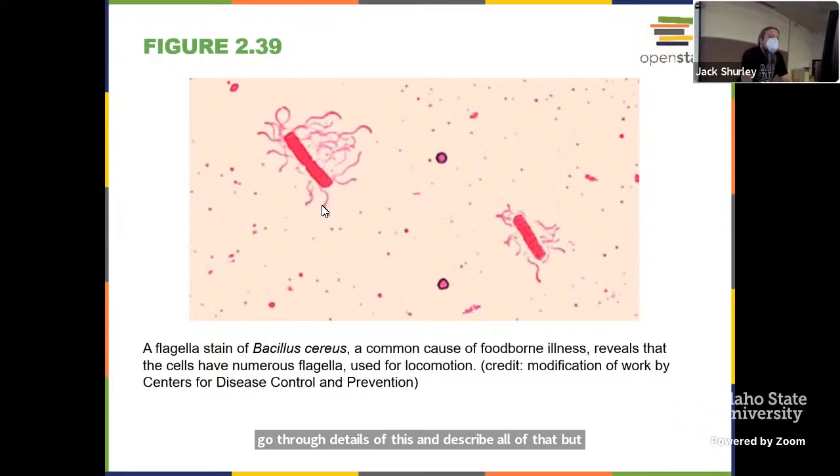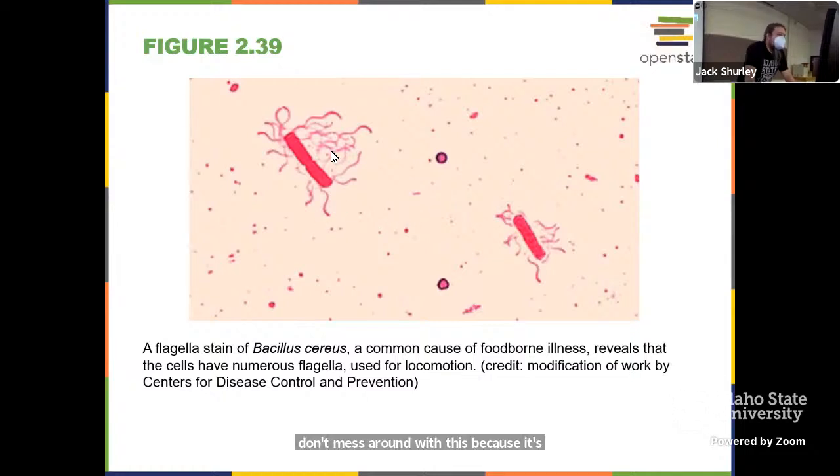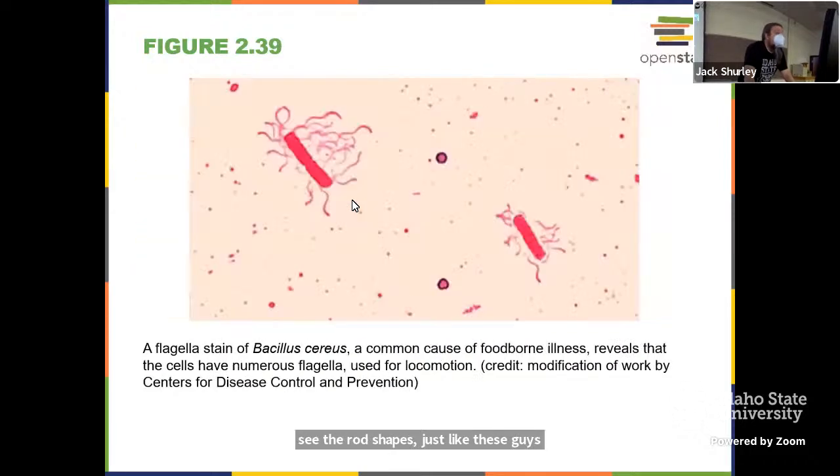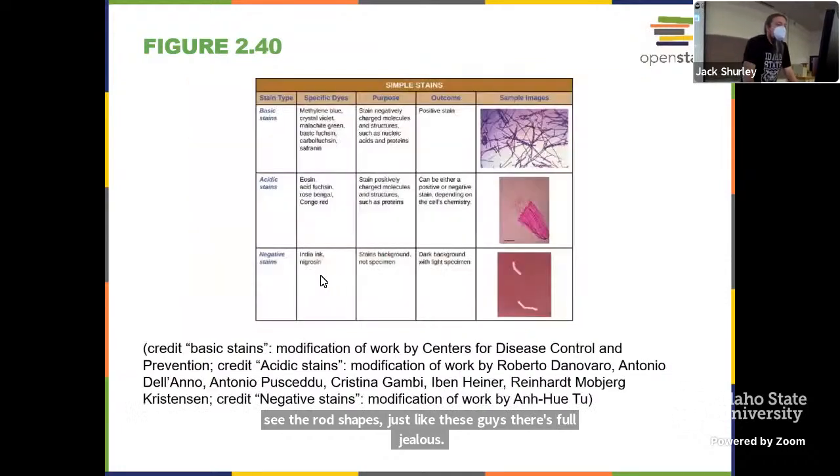And in these types of staining procedures, the flagella are very, very small, and so it's a very tedious, very fragile technique, step after step, adding stain to slowly coat the flagella to the point that you're able to visualize them. We definitely don't mess around with this because it's very difficult to get this to happen. When we see the bacillus, we just see the rod shapes. Just like these guys, there's flagella, but we're not seeing it, all right?